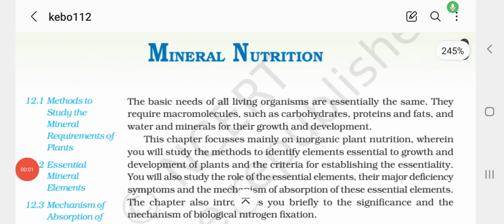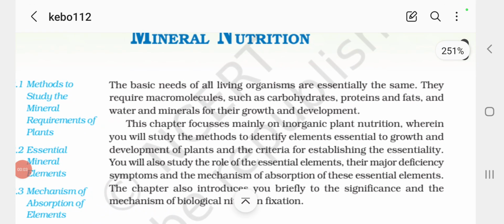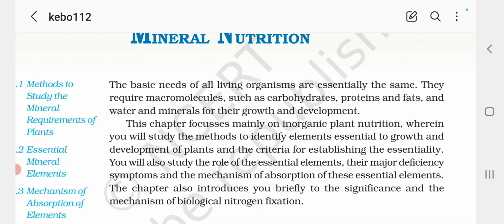12. Mineral nutrition. The basic needs of all living organisms are essentially the same. They require macromolecules such as carbohydrates, proteins, and fats, and water and minerals for their growth and development. This chapter focuses mainly on inorganic plant nutrition, wherein you will be studying the methods to identify elements essential to growth and development of plants and the criteria for establishing the essentiality.